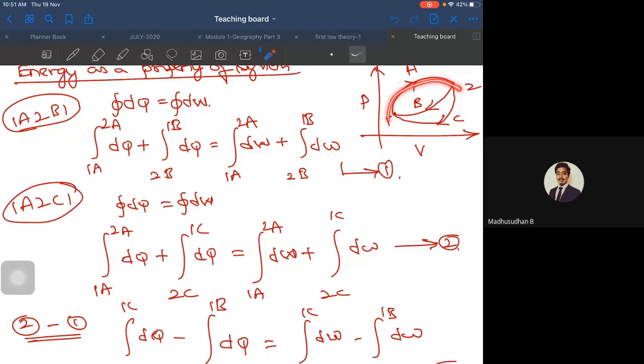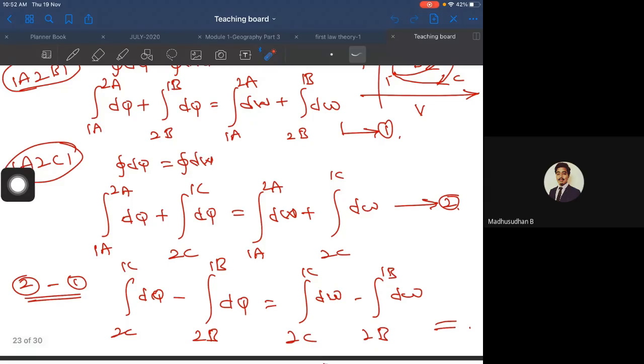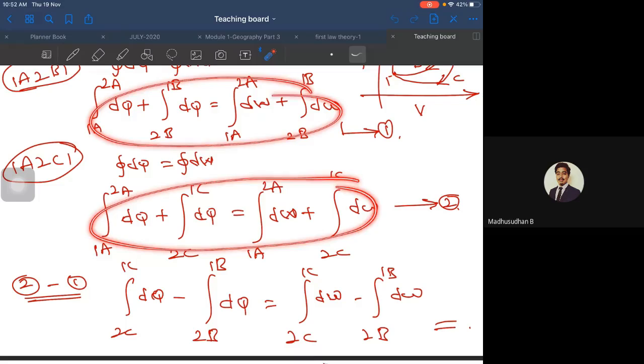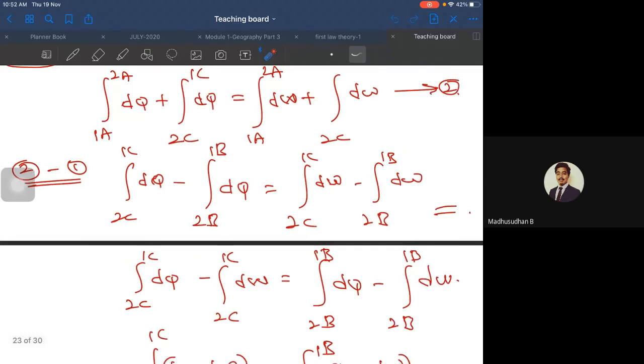Integration from 1A to 2A and integration from 2C to 1C of dQ will be equal to the work flows: integration from 1A to 2A and integration from 2C to 1C of dW. That is the summation over the two paths. So this particular equation I have taken as 1, and this particular equation as 2. Now, if I subtract equation 1 from equation 2, you will get this particular equation here.